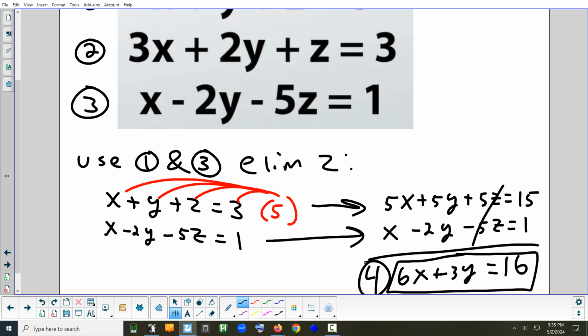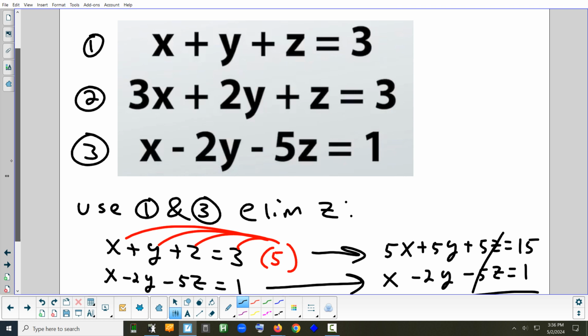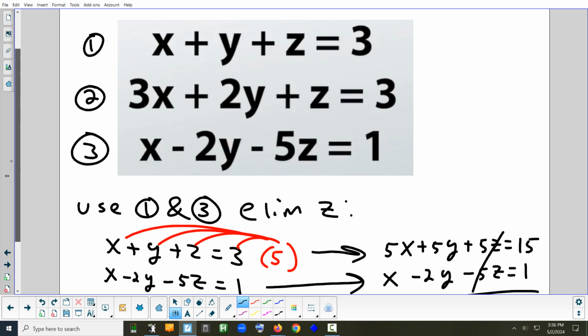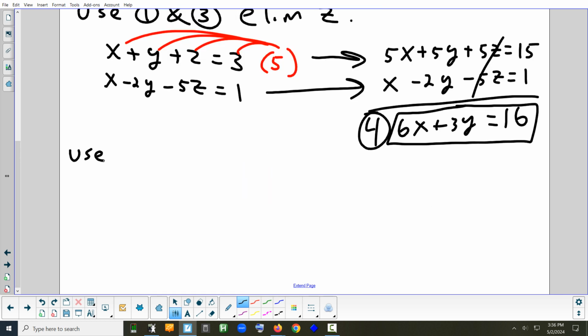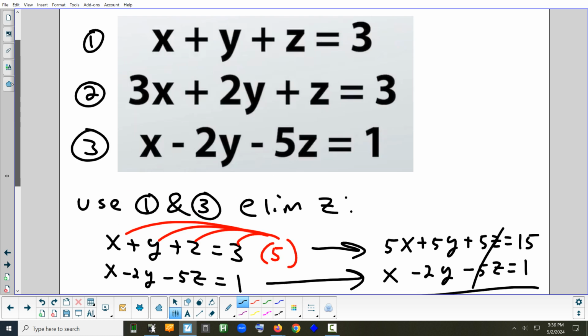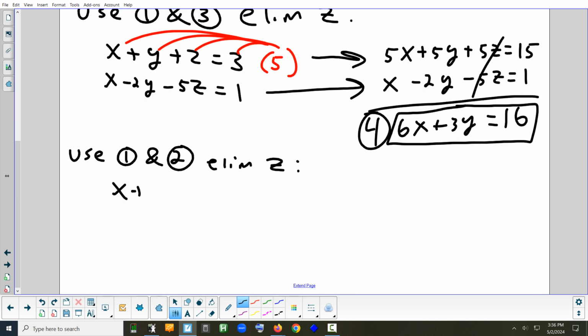We need another equation derived from that system that just has an x and a y. We used 1 and 3 to eliminate z. What do we want to use this time? Sure, we could use 1 and 2. So now use 1 and 2 to eliminate z. So 1 is x plus y plus z equals 3.